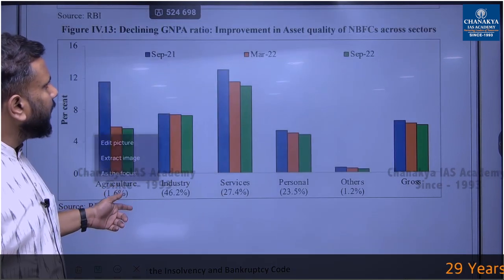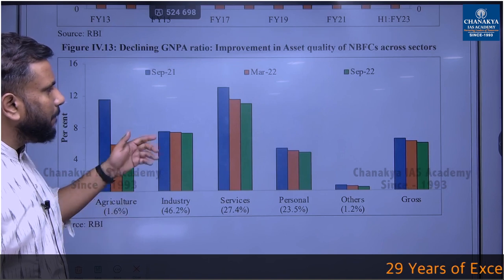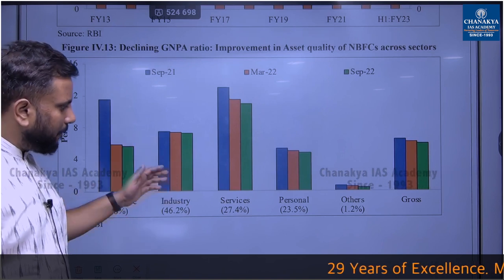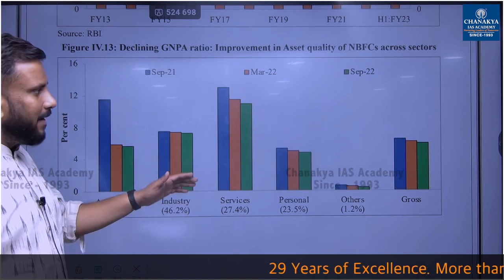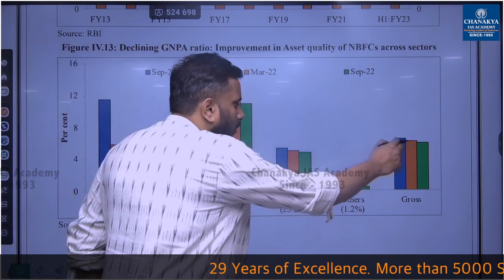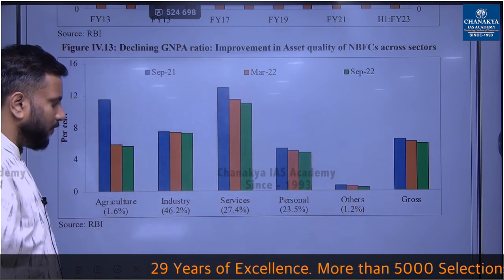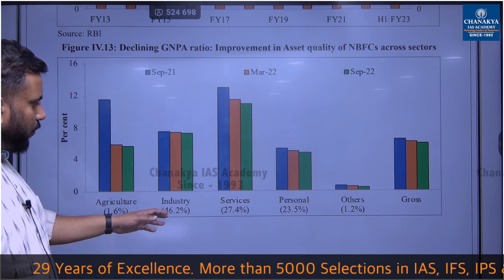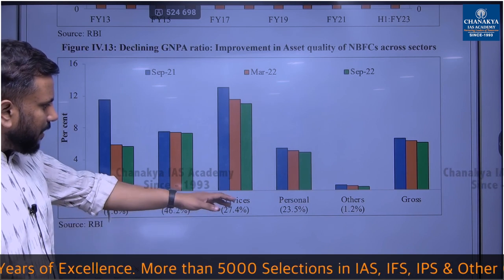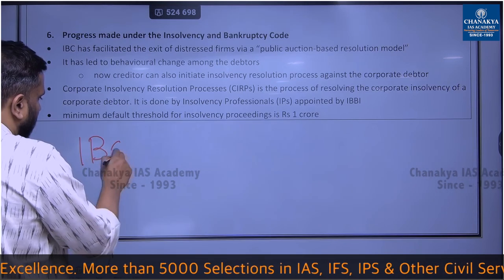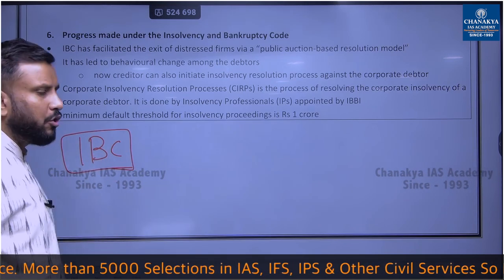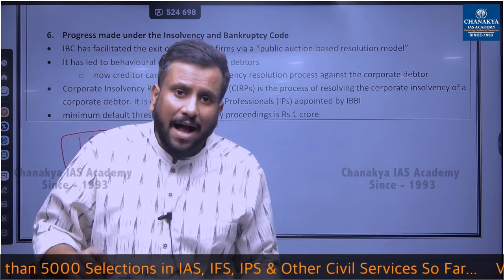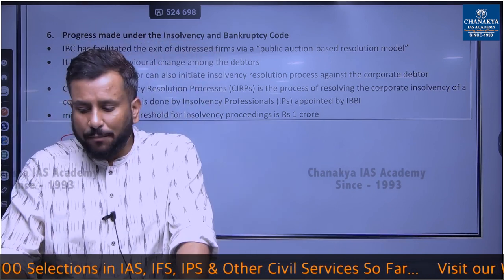And you can see that declining GNPA. So for NBFC also, the NPA has declined, and it has declined in all the sectors. So this is the gross, and these are the sector wise. So you can see the largest sector with the GNPA is 46.2, and after that services, after that personal, and then IBC, insolvency and bankruptcy code, has been a big bank reform which has been brought by the government.